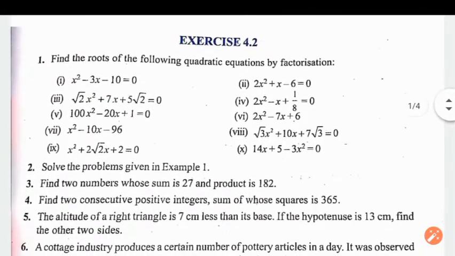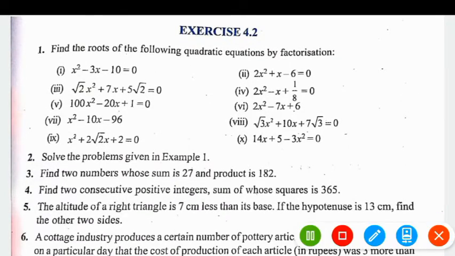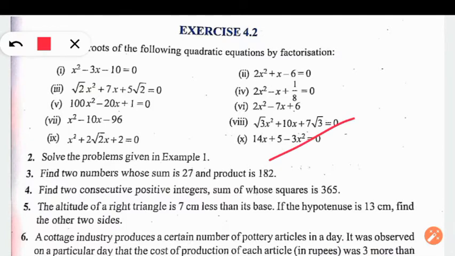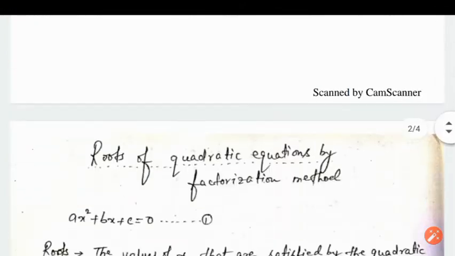Here we have exercise 4.2. In question number 1 we have 10 subparts, and then we have questions till number 6. First read the question. Find the roots of the following quadratic equations by factorization method. Other methods are also available, but we need to apply the factorization method. What is factorization method? Let's see the solution, you will understand. This is actually the middle term method.